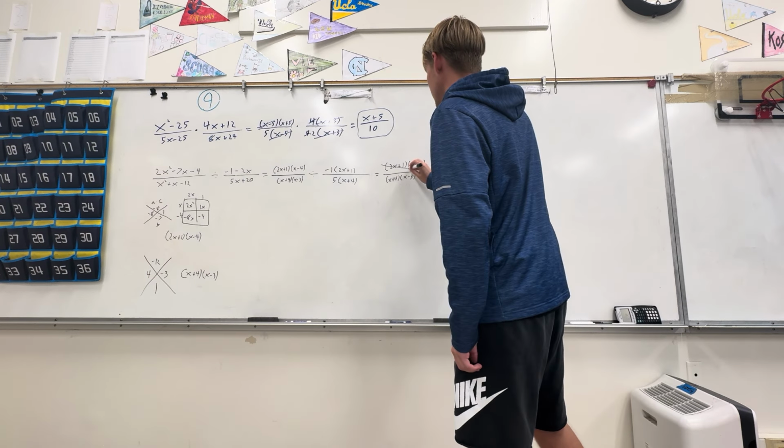x minus 4. Yeah, there's nothing else we can do here, so we're just left with the 5, x minus 4, negative 1, x minus 3. So this just becomes 5 times x minus 4 over negative 1 times x minus 3.